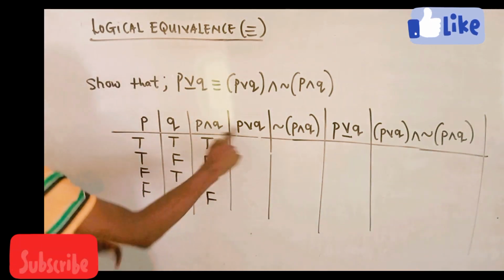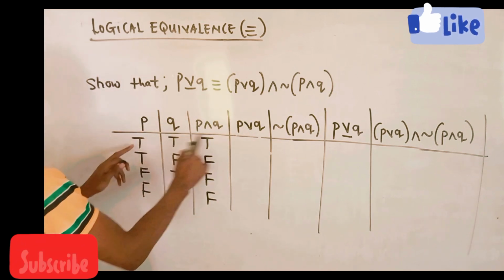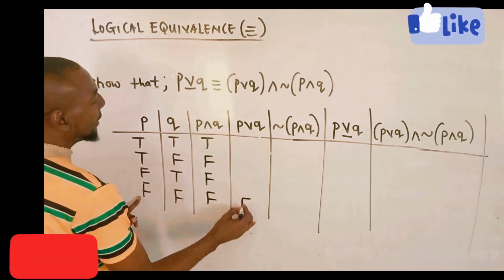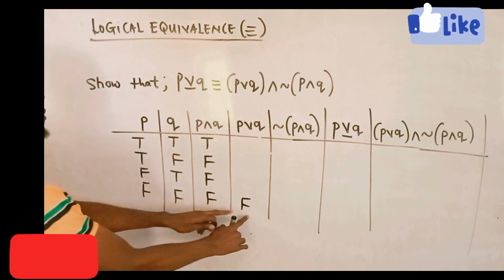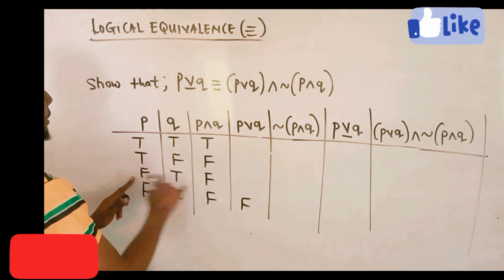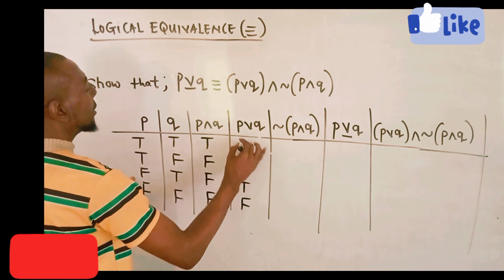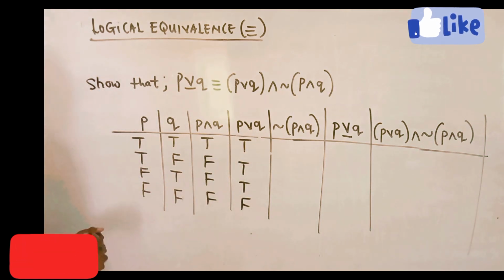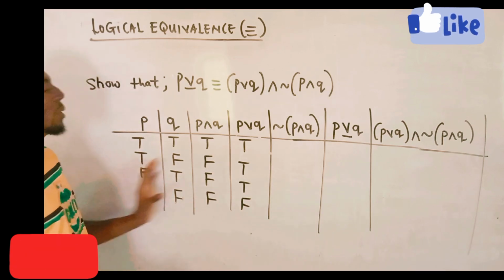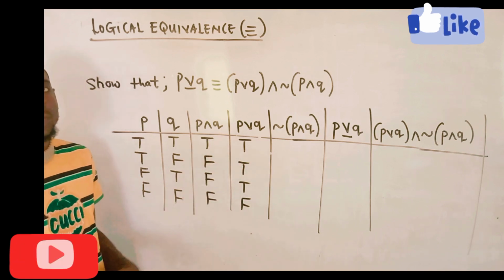Now P or Q. Under disjunction, it takes only F and F to give F. Others, once you can see truth at all, everything is going to be truth. We have truth and truth. Under disjunction, only F and F can produce F. Once there is the existence of T, definitely P or Q has to be T.